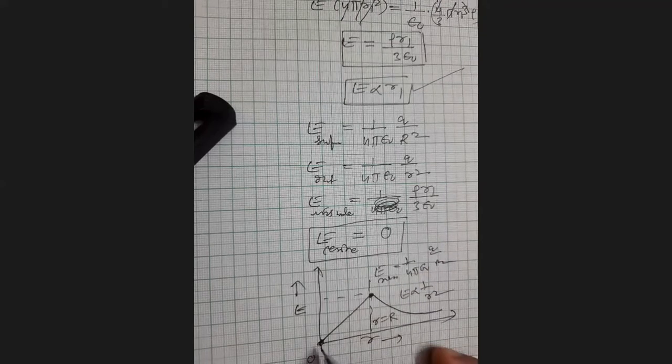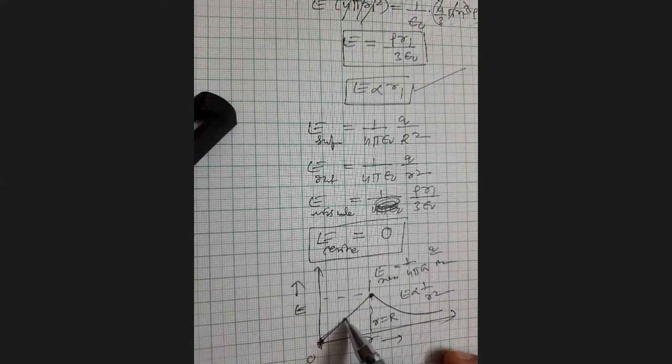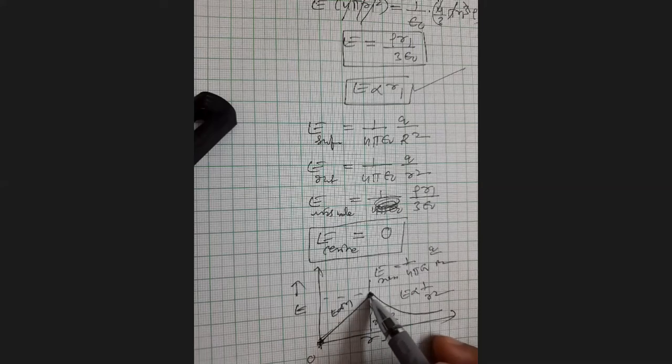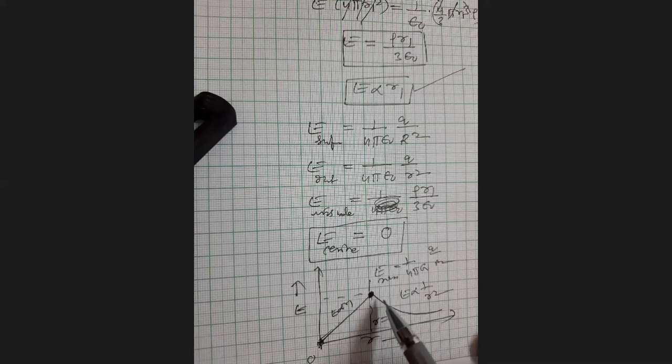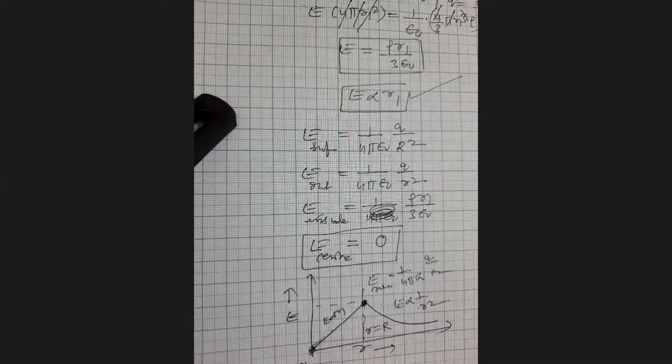So at the center, field strength is 0. As we move from the center to the surface, the field strength increases linearly. Here E is directly proportional to r1. Then at the surface, E has its maximum value. Again, if you move further from the surface, E decreases with the distance according to the relation E inversely proportional to the square of the distance.